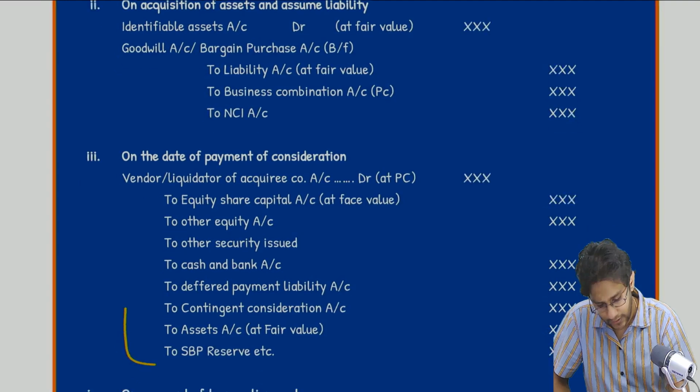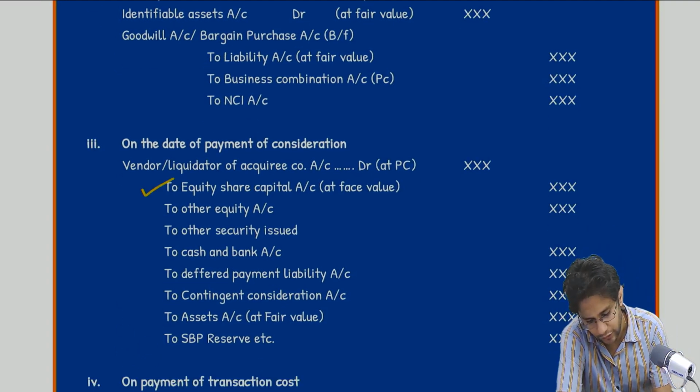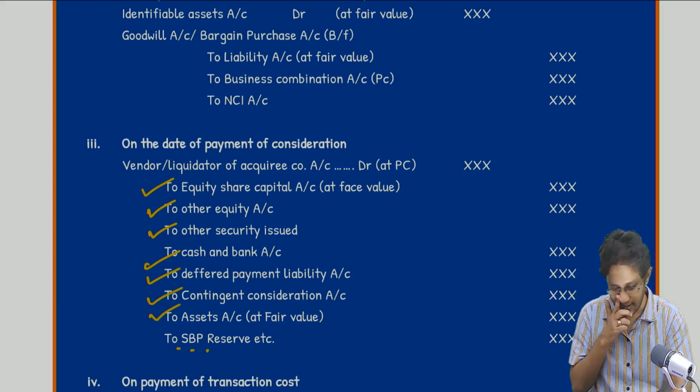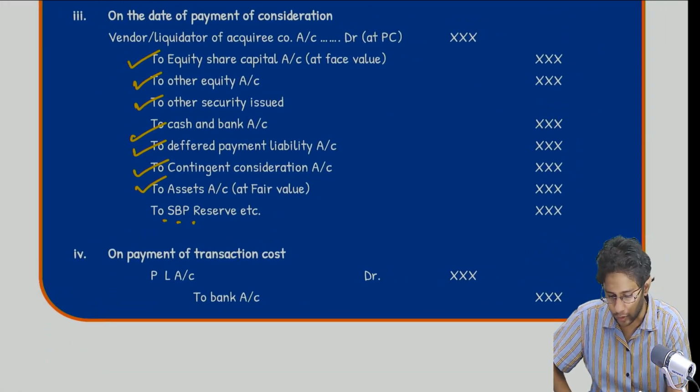So here, in the PC part, you may issue share capital, securities premium, some debentures; you may pay cash and bank, deferred payment liability, contingent consideration; or you may issue assets. The SBP reserve case is pending; I have not yet discussed it with you. Any expenses are directly debited to your PRL.